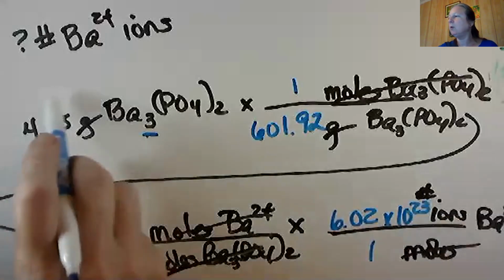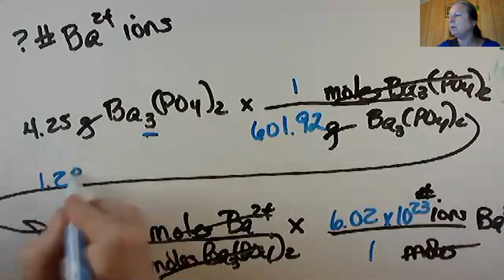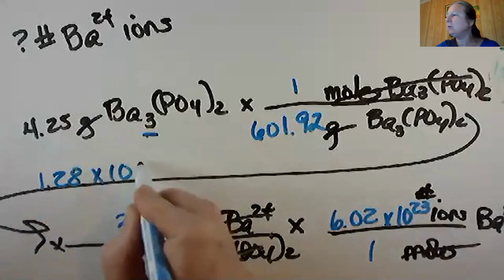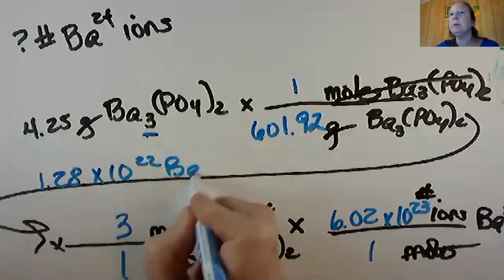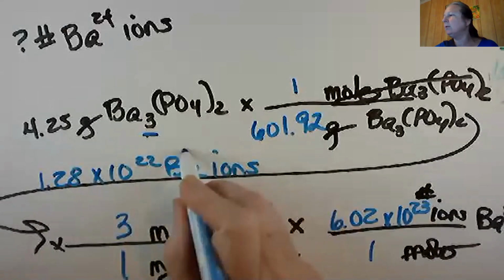Now I'm going to say 4.25 times 3 times 6.02 times 10 to the 23rd equals, in your calculator, divided by 601.92 equals, and that's going to give you your number. And on the slide, it gives us 1.28 times 10 to the 22 barium ions. It says atoms, but it's ions. Same difference.